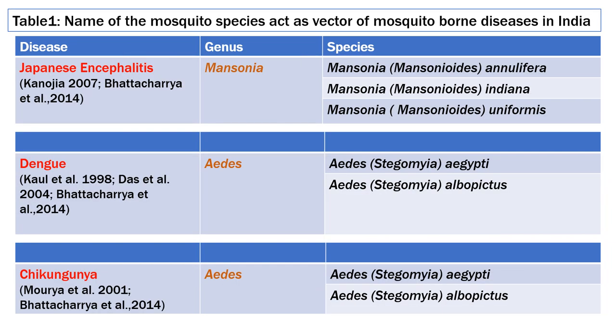The Mansonia species that act as vectors of J virus in India are Mansonia mansonioides annulifera, Mansonia mansonioides indiana, and Mansonia mansonioides uniformis. Again, the vectors of dengue and chikungunya disease are the same in India. In both cases, the vectors of dengue and chikungunya viruses are Aedes stegomia aegypti and Aedes stegomia albopictus.